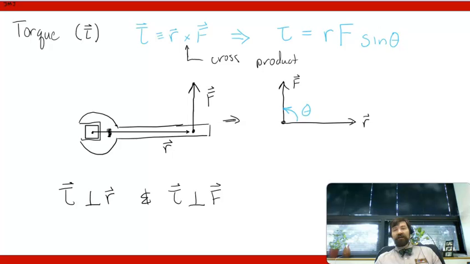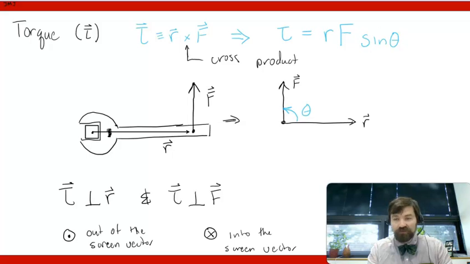Now, if R and F happen to be collinear, then this angle theta is either 0 or 180, and that makes the sine of the angle 0. And so the torque will be 0, and we don't have to worry much about direction at that point. If they're not collinear, then R and F are in a plane together somewhere, and tau will be perpendicular to that plane. We usually denote this using either a circle with a dot in it like this to represent that it's coming out of the screen towards you, or a circle with an X in it to represent into the screen away from you.